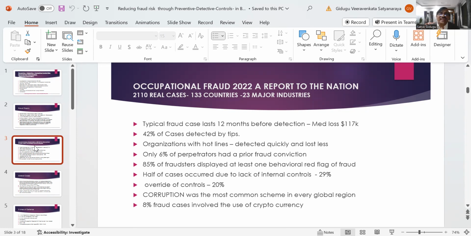42% of cases were detected by tips. Dear friends, 42% of cases were detected by tips. Organizations with hotlines detected frauds more quickly than those without a hotline. Hotline means you inform. Some independent person is there. Whichever thing is happening, just inform.